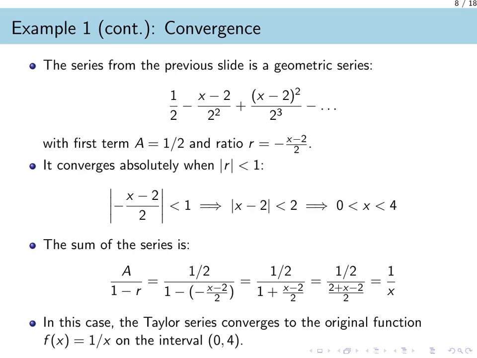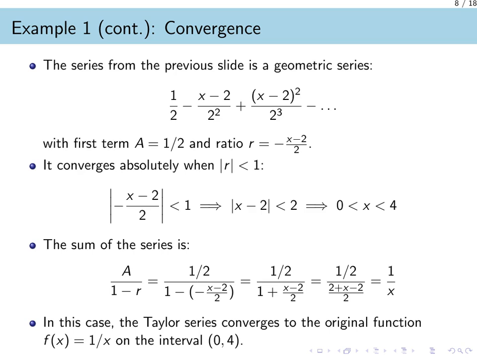We know that a geometric series converges only when the absolute value of its ratio r is less than 1. Applying this condition, we find that the absolute value of x minus 2 must be less than 2. This inequality tells us that the series converges for all x in the open interval from 0 to 4. Finally, we can use the well-known formula for the sum of a convergent geometric series, which is a divided by the quantity 1 minus r.